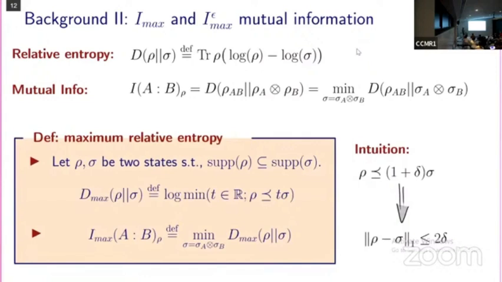The other technical ingredient that we're going to use is the maximal information, which is a measure to quantify the amount of information in quantum states. So to define it, let's recall what the relative entropy is. Relative entropy of the state is given by this formula, and again, it can be seen a little bit as a distance between rho and sigma.